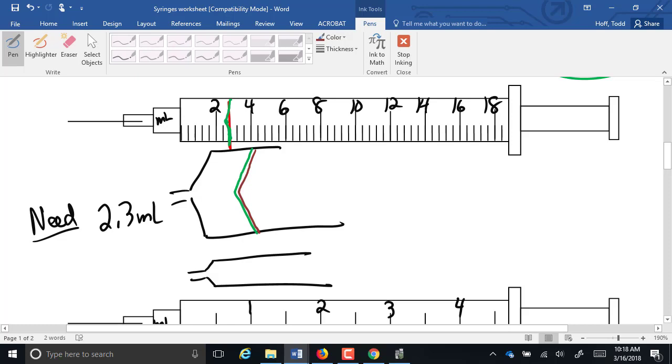2.3, I'm sorry. I don't know why I was thinking 2.8. Dyslexic moment, I guess. But anyway, 2.3. So that green mark is where my 2.3 milliliters was. So I want to be on that, but I end up where that maroon mark is where my plunger ends up.